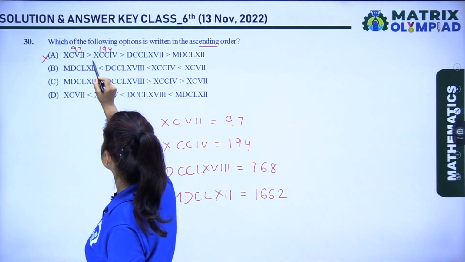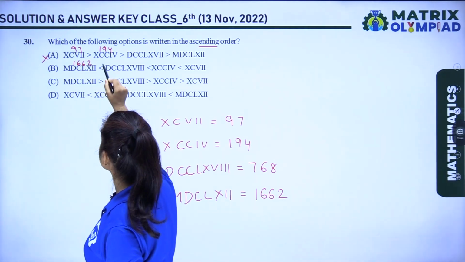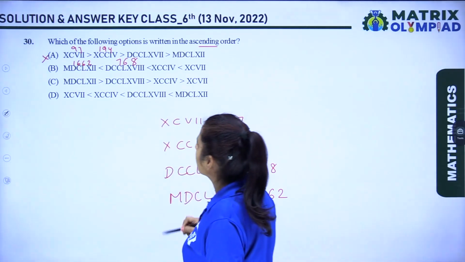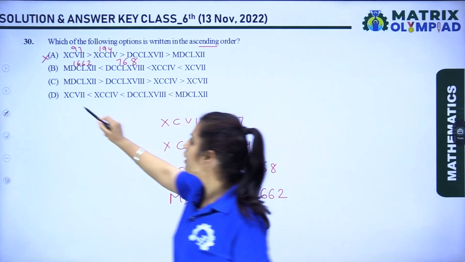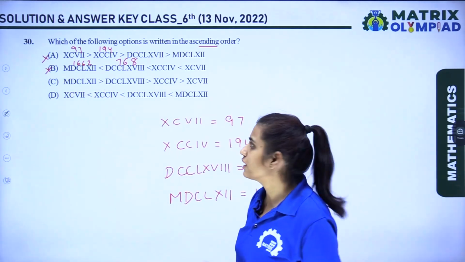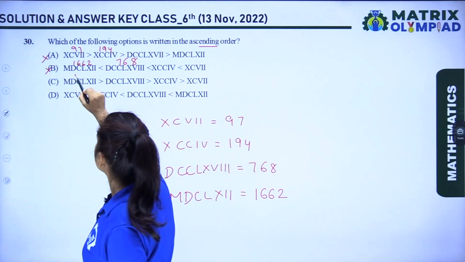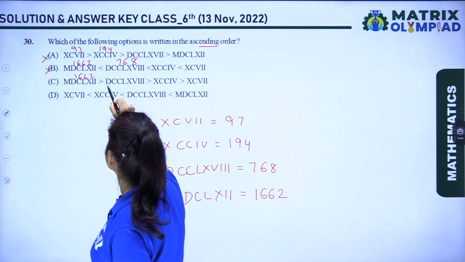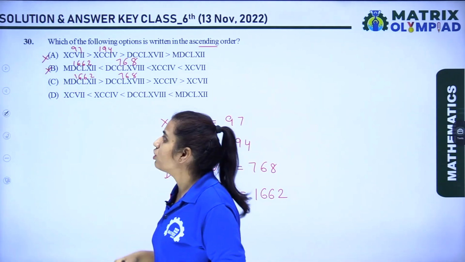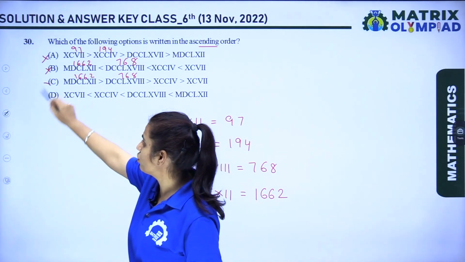Second option is 1662 is smaller than 768. So, option B is also incorrect because 1662 is greater than 768. So, this arrangement is also not correct. Option C is 1662 is greater than 768. This option is also incorrect because we have to write down first the smallest number. So, here this option is also incorrect.